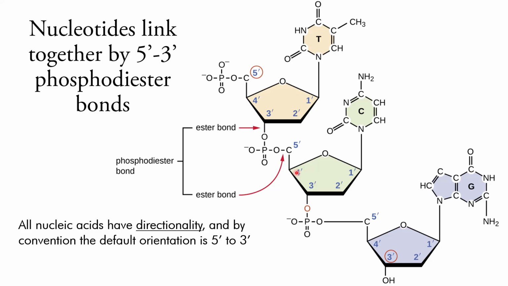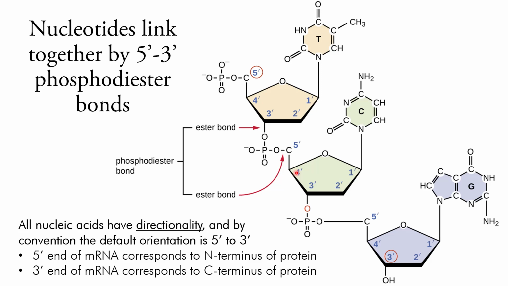The 5 prime end of the mRNA also is going to correspond to the N terminus of a protein, whereas the 3 prime end of messenger RNA corresponds to the C terminus of the protein, so the beginning and the end, right? We write the beginning first and the end last. So 5 prime to 3 prime.